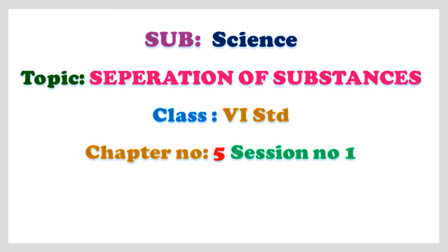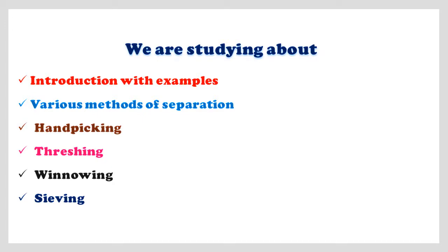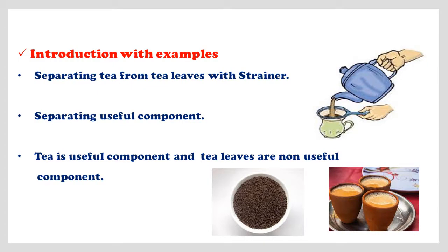Today, let us start an interesting chapter called Separation of Substances. In this lesson, we are going to study about introduction with examples, various methods of separation: handpicking, threshing, winnowing, sieving. Let us discuss one by one. First concept is introduction with examples.